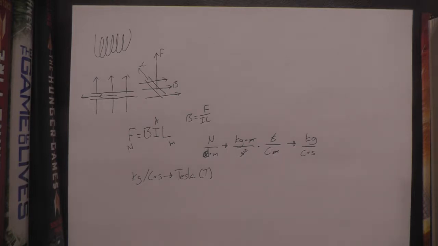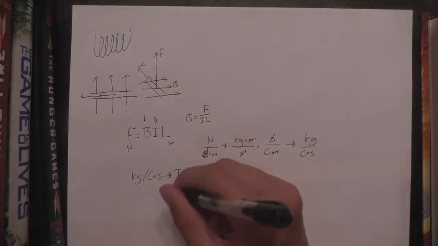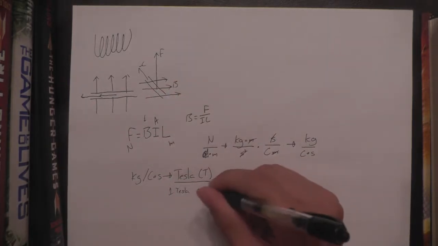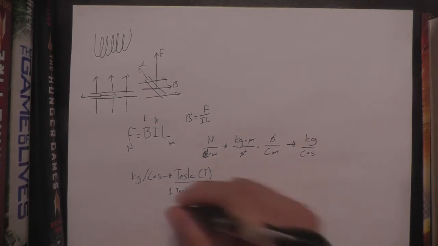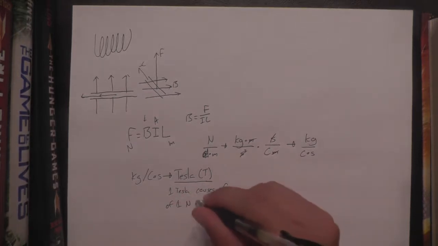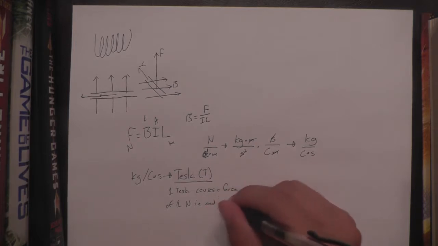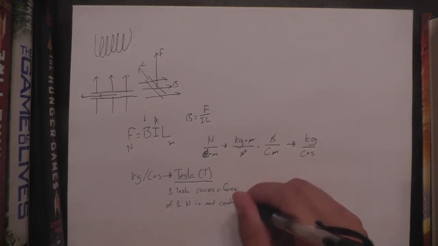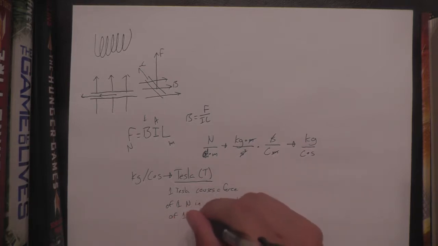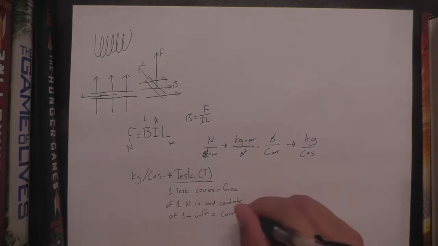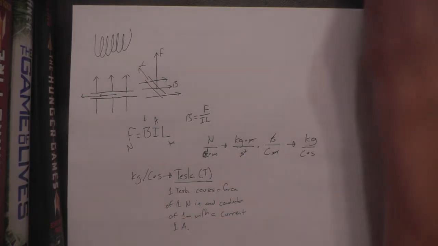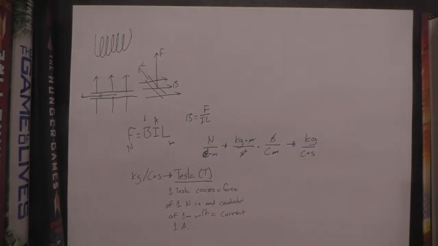And if you want a non-unit definition, a Tesla is simply defined as a flux density of 1 Tesla. 1 Tesla causes a force of 1 Newton in a conductor of 1 meter with a current of 1 ampere. And this brings us to an interesting concept, which is defining the ampere.